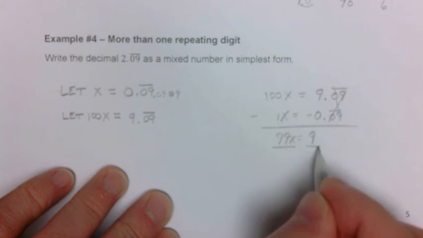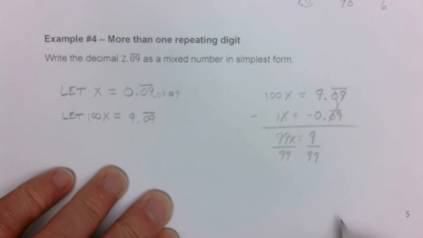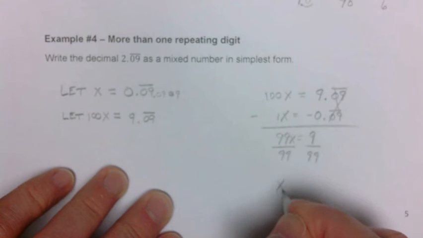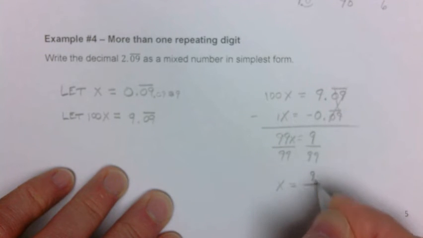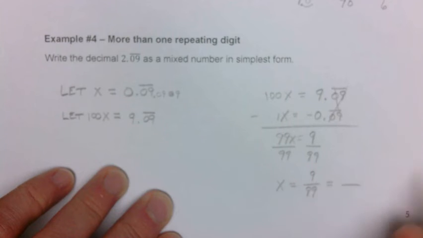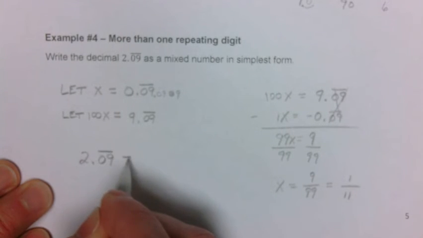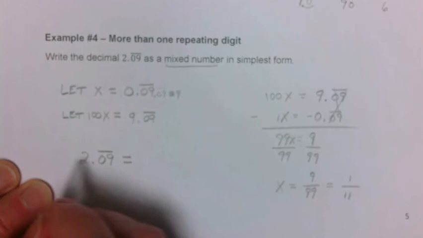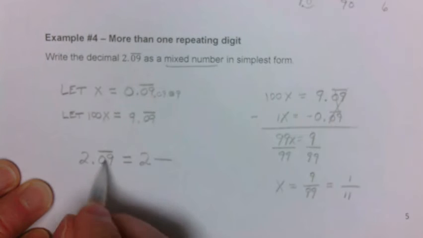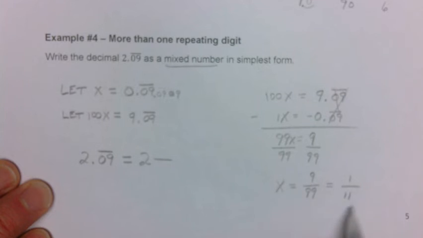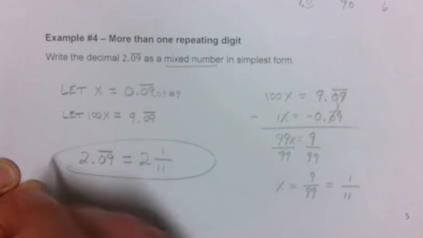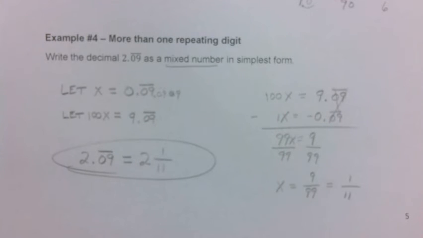And now we're just going to go ahead and divide each side by 99. 99x divided by 99 is x, equals the fraction 9/99ths. But we can easily simplify that down to 1/11th when we divide both parts by 9. So 2.9 repeated is going to be a mixed number. I'm going to have the 2 still, but now the fraction for 0.9 repeated is equal to 1/11th. 2.9 repeated is equal to 2 and 1/11th.